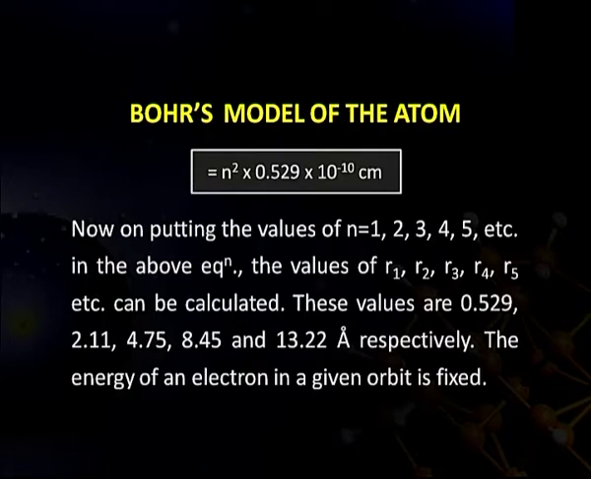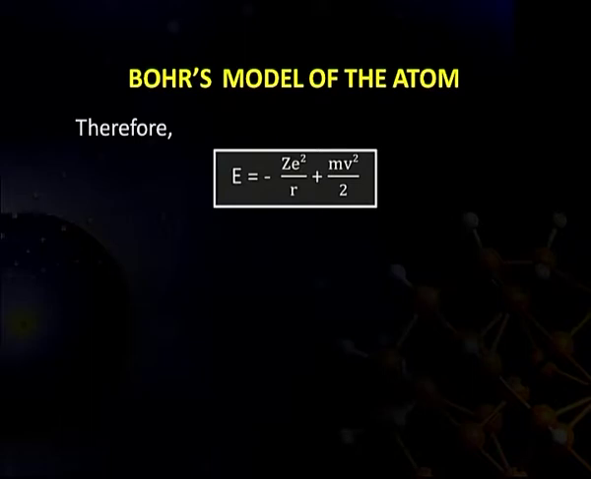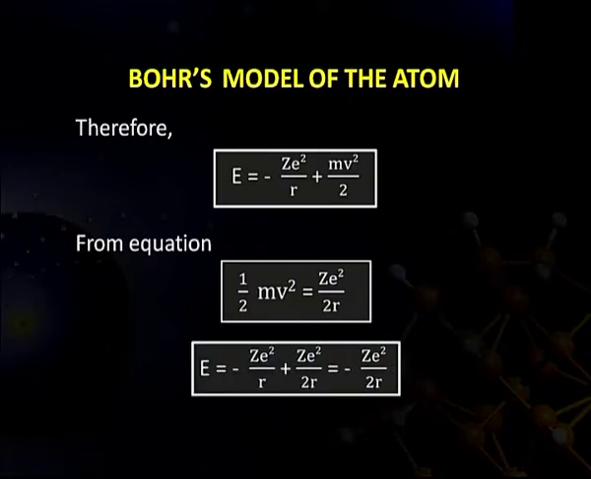The energy of an electron in a given orbit is fixed. The total energy of the electron E is the sum of its potential energy, minus Ze square upon r, and its kinetic energy, half mv square. So therefore, we can get the energy from this equation: E is equal to minus Ze square upon r plus half mv square. From these equations, we finally get minus Ze square upon r plus Ze square upon 2r is equal to minus Ze square upon 2r.